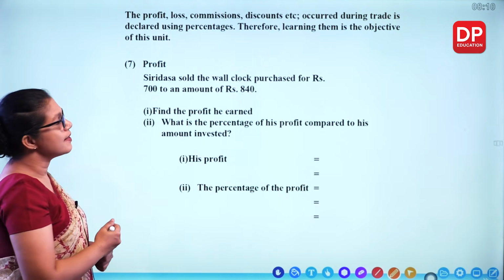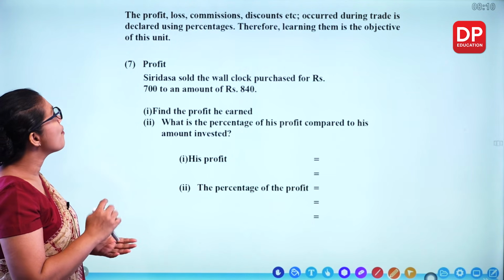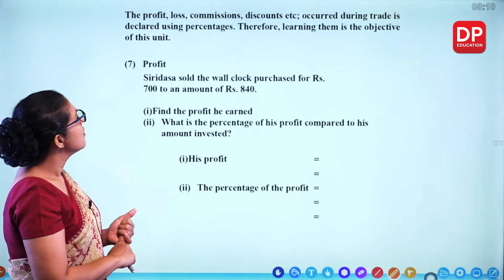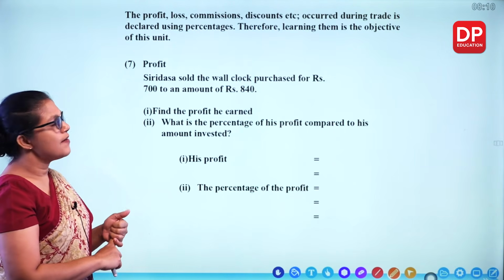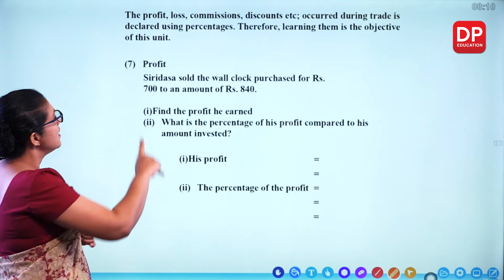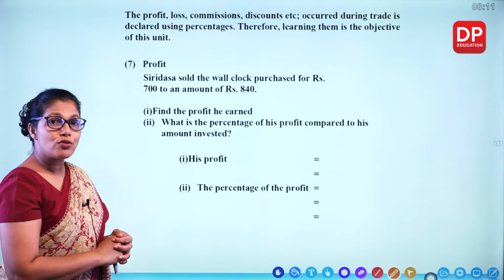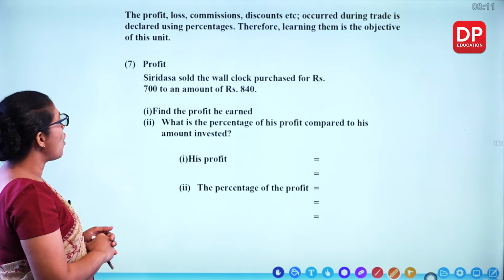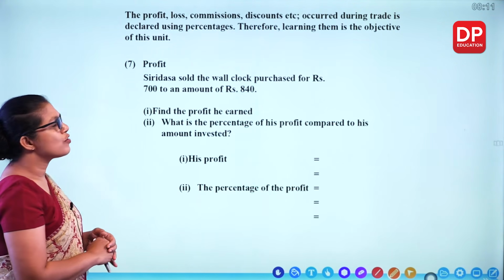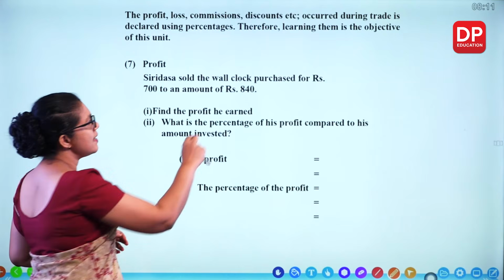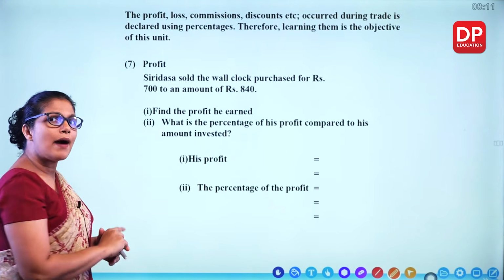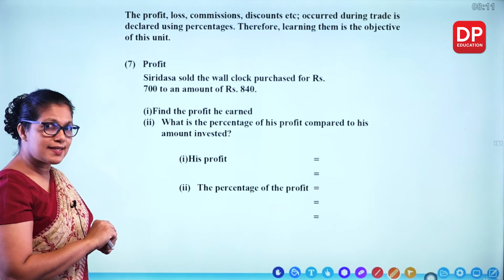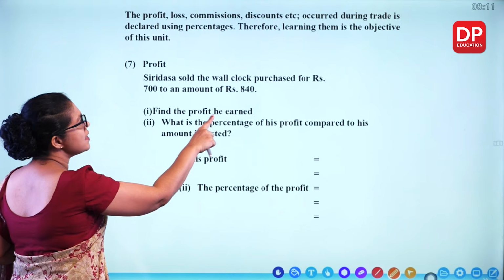Now, in this lesson, we need to discuss about profit, loss, commission and discounts. So, that's the main objective in this lesson. So, we'll look at this one, how to calculate profit. Siridasa sold the wall clock purchased for 700 to an amount of 840. So, you can see the selling price is more than the buying price. So, when its selling price is more than buying price, we call that's the profit. Find the profit he earned.